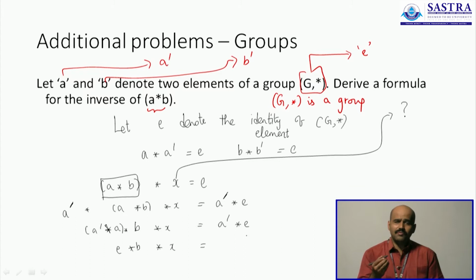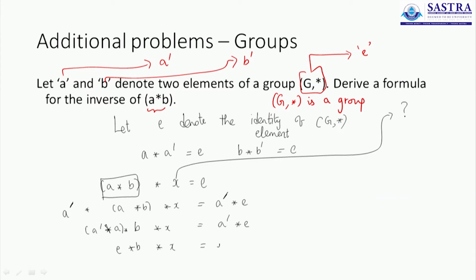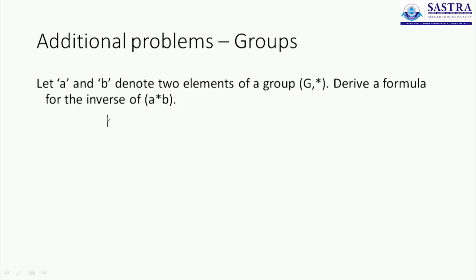By the property of the identity element, any element operated with E should give me that element back. So I get back A dash. So E and B will once again give me B back. So B star X is A dash. This gives us the next result, where B star X is A dash.